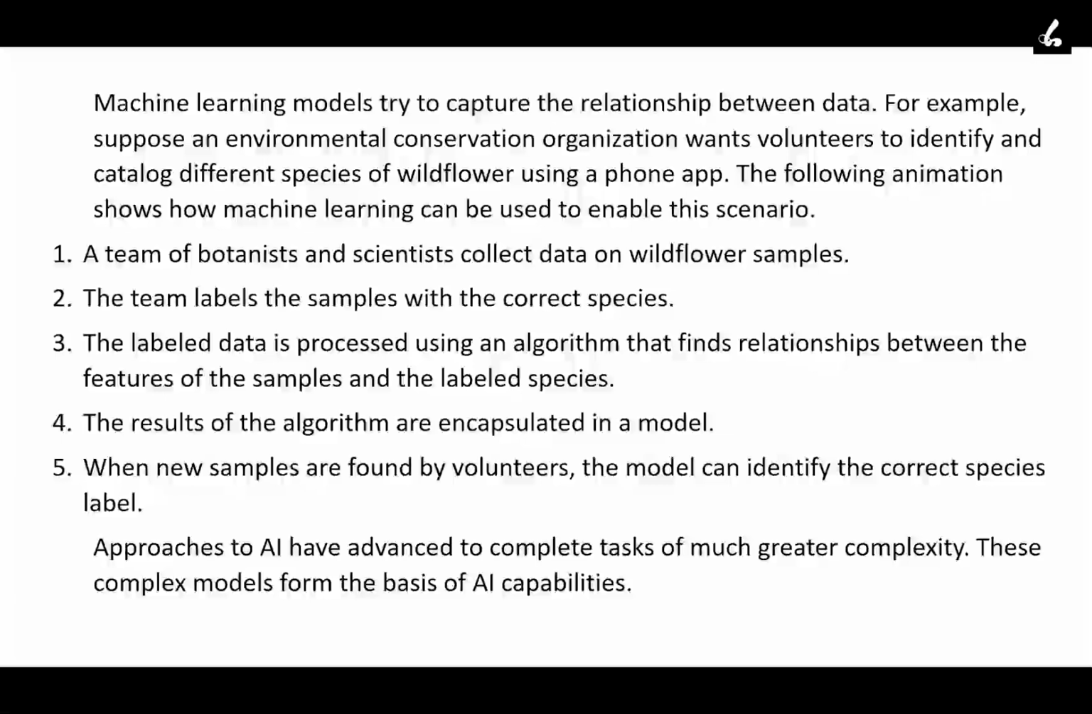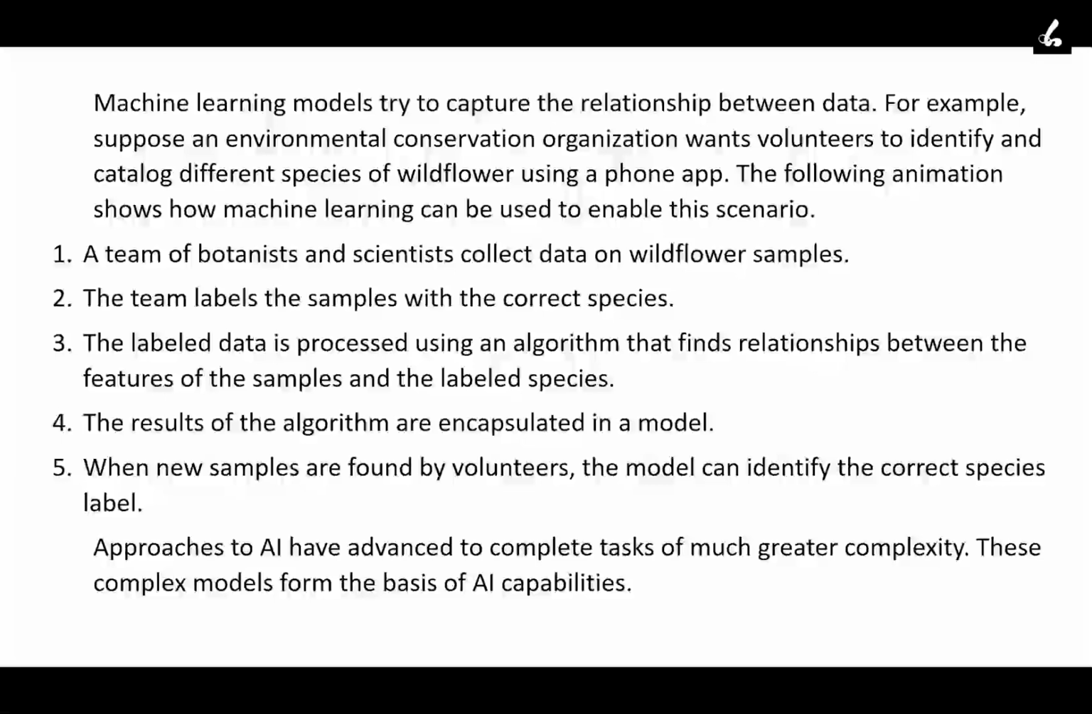Like if we see the Amazon forest, where it rains all the time, we will find certain species there. So likewise, the algorithm gets set. Then the result of the algorithm is encapsulated in a model. So it goes and gets stored in a model.